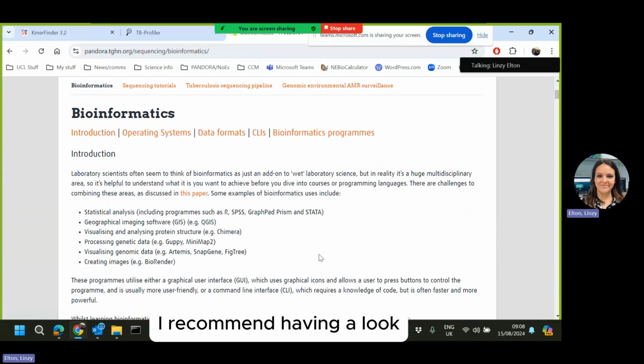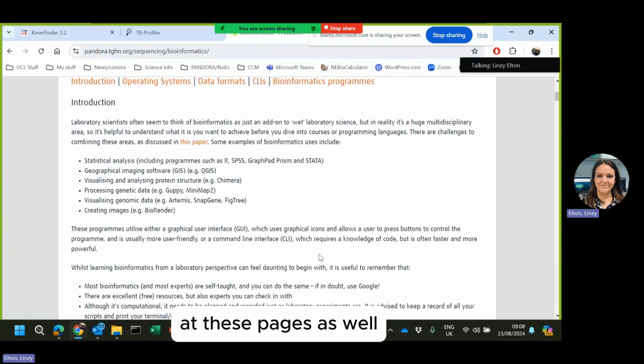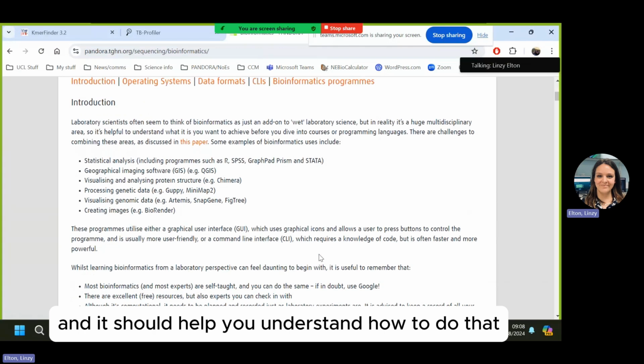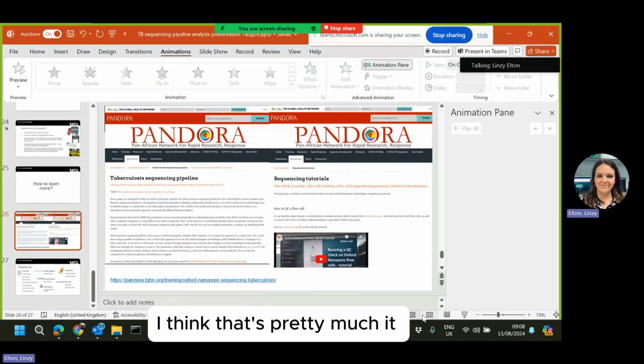So I recommend having a look at these pages as well, and it should help you understand how to do that. I think that's pretty much it.